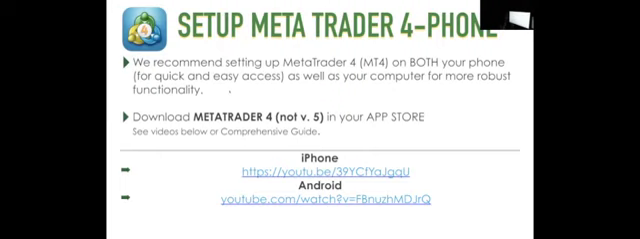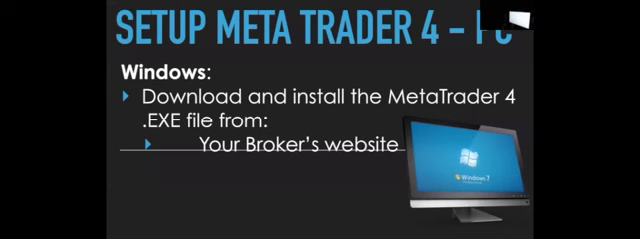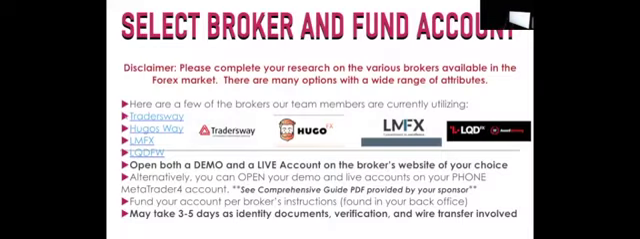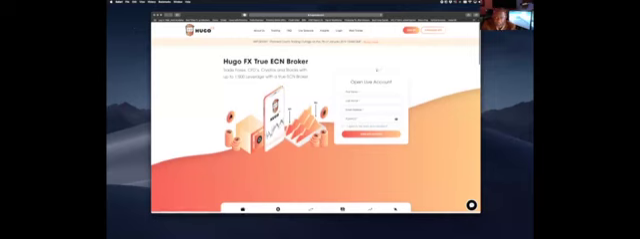MetaTrader is also available for your PC, and the way that you get MetaTrader 4 for your PC is through your broker. And I may take a couple of steps back here. For instance, we go back to Hugo's Way, and you'll see right here at the top where it says download MetaTrader 4. Well, that's what you want to do. If you go to Trader's Way, Hugo's Way, LMFX, they all have MetaTrader 4 that you can download for your PC. I'm going to address the Macs as well, but Macs are a little bit different, and I'll talk to you about that in the next slide. But this is where you're going to go to download MetaTrader 4 for your laptops.